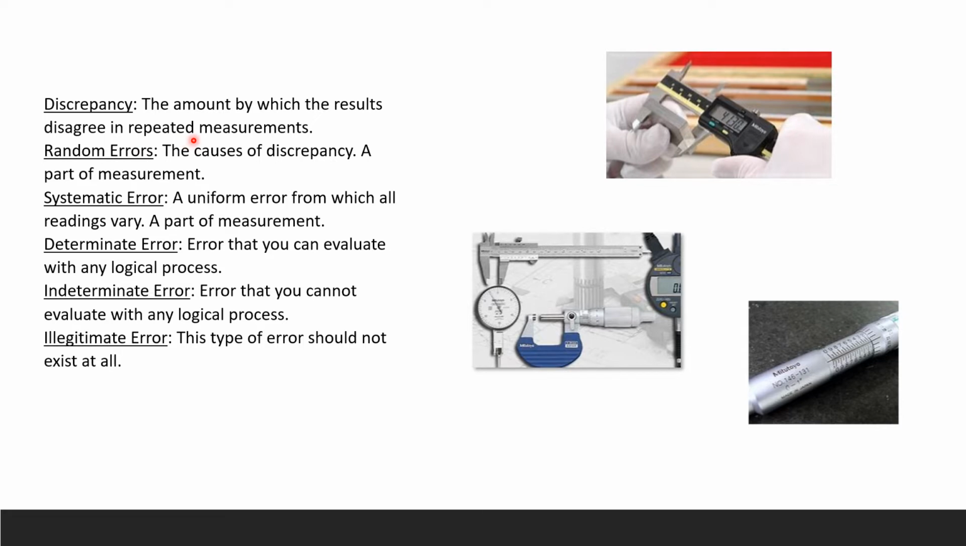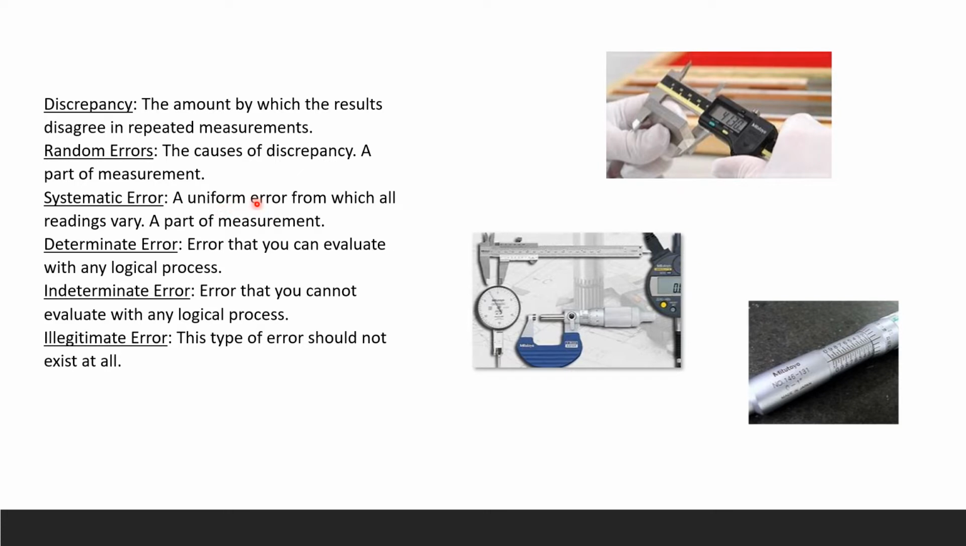Discrepancy is nothing but an amount, okay, by which the results disagree in repeated measures. So one person is going to do a measurement and you're going to do the measurement. You're going to do the measurement 2 times and you're going to see there's a disagreement, meaning that they're not the same. Therefore you have a discrepancy. Random error, again, is because of this discrepancy. Meaning your measurements are not the same as someone else's measurement. So the cause of discrepancy is your random error. And that is totally a part of every measurement.